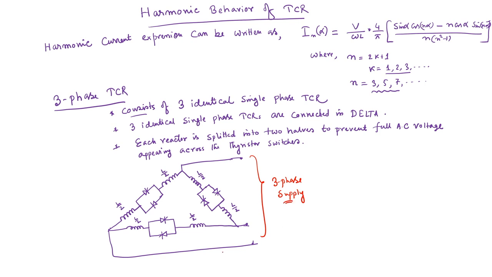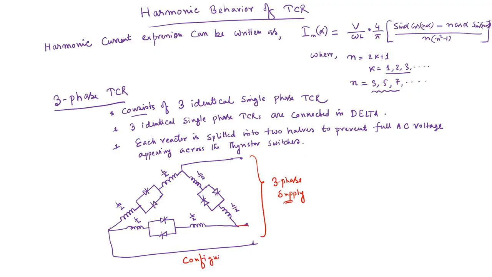Now, look at this. This is not a single line diagram, this is rather a configuration of a three-phase TCR unit. Here you can see this is a bidirectional switch, and this is a bidirectional switch, and this is a bidirectional switch. They are in different limbs of this delta-connected three-phase TCR unit, and this is one half of the reactance, and this is another half of the reactance. So, basically the reactance is split into two halves to prevent the full AC voltage appearing across any of these thyristor switches at any instant of time. And this is how the three-phase TCR is configured.